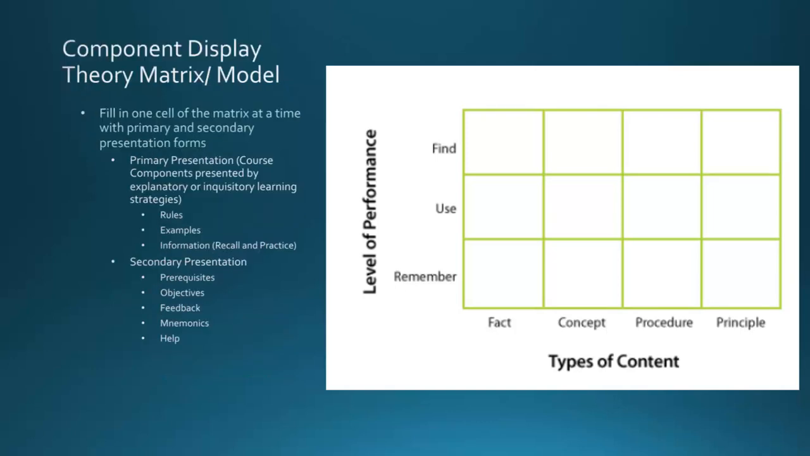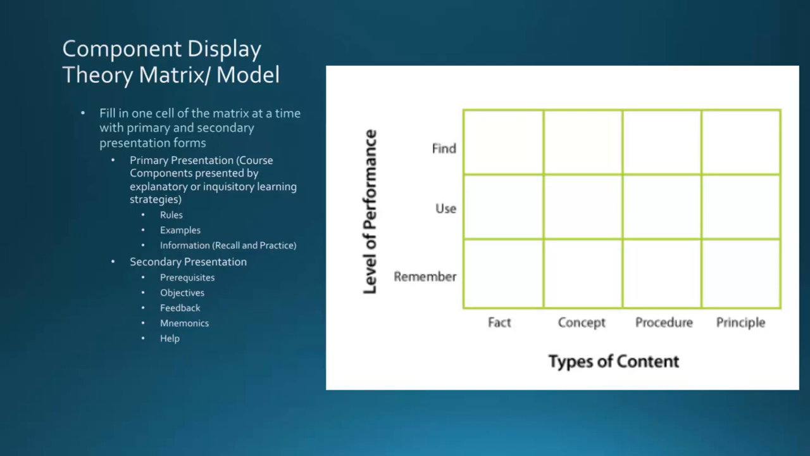In this slide, we look at the component display theory model or matrix. The purpose of this is to fill in one cell of the matrix at a time with a primary or secondary presentation form. The primary presentation forms are rules, examples, and information, either recall or practice. The secondary presentation is prerequisites, objectives, feedback, mnemonics, or help.